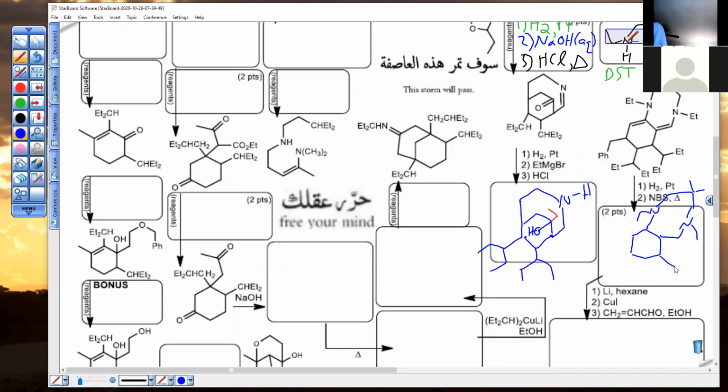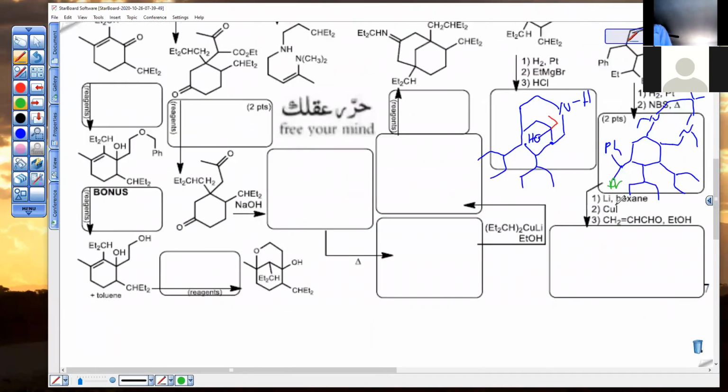We got our favorite group down here, down here as well. Two things here: phenyl and our new bromine. And what's going to happen to our bromine? That's a terrible looking bromine. Lithium and hexane is going to make it into an organolithium.